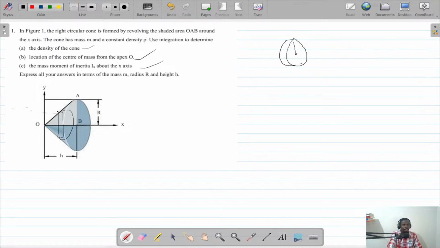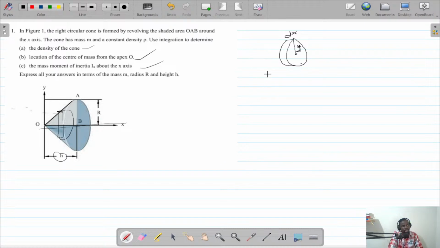The radius will be any radius. It wouldn't be this big radius. This is the actual radius. Since it's on the y-axis, let's make it y, any radius y. The actual radius will be big R, and the height is h. The height of this elemental mass, since it's along the x-axis, let's name it dx.